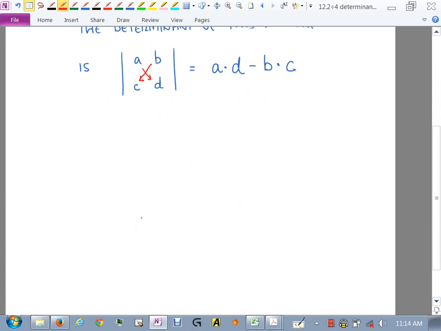So let's just do an example. This really is not complicated, all right? I don't want to make it complicated. Find the determinant of this. 2, 3, 5, 7. So there's a 2 by 2 matrix, right?